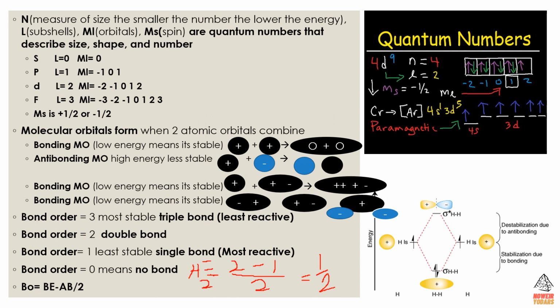Or for instance, let's say you're given an example like helium. What if you get helium? If you get helium, what are you going to do? So it's 2 and 2, because helium has 4 electrons. 2 are going to go in the bonding, and then 2 are going to go in the antibonding, because you need to fill the bonding first before you fill the antibonding. And then it's going to equal 0. It means there is no bond, essentially.